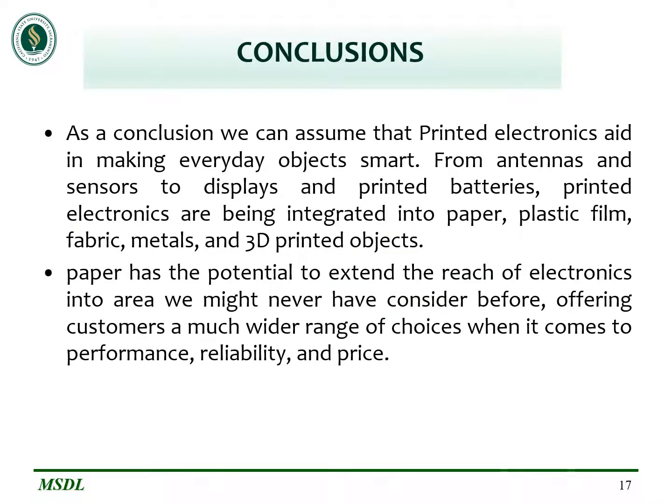As a conclusion, we can assume that printed electronics aid in making everyday objects smart, from antennas and sensors to displays and printed batteries. Printed electronics are being integrated into paper, plastic film, fabric, metal, and 3D printed objects. Paper has the potential to extend the reach of electronics into areas we might never have considered before, offering customers a much wider range of choices when it comes to performance, reliability, and price.